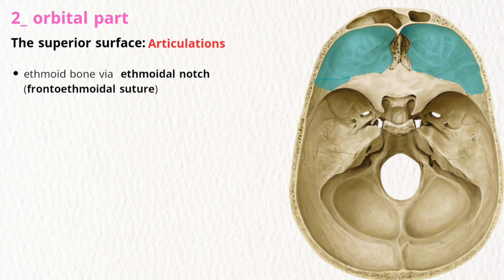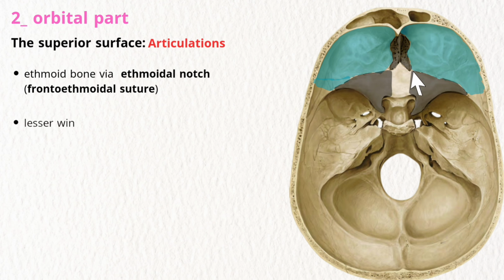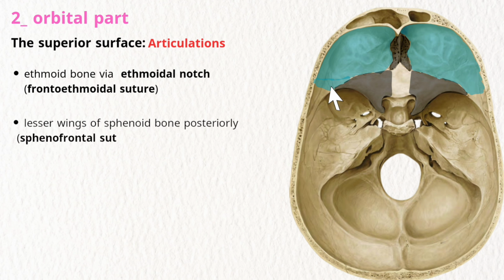It articulates with the ethmoid bone via the ethmoidal notch, and the suture between them is called the frontoethmoidal suture. It also articulates with the lesser wings of the sphenoid bone posteriorly, and the suture between them is called the sphenofrontal suture.